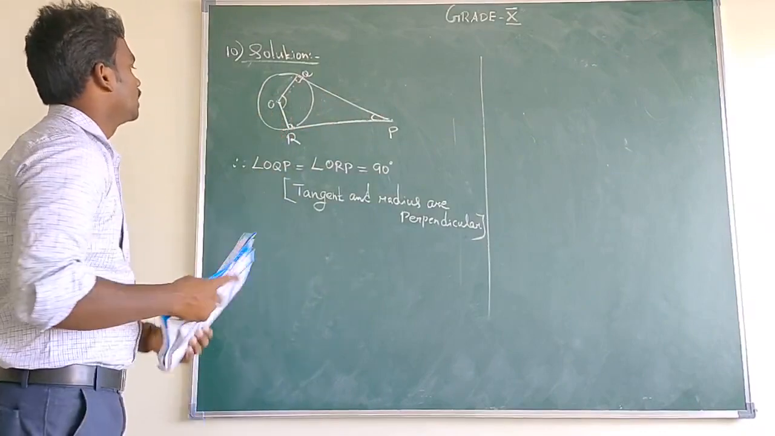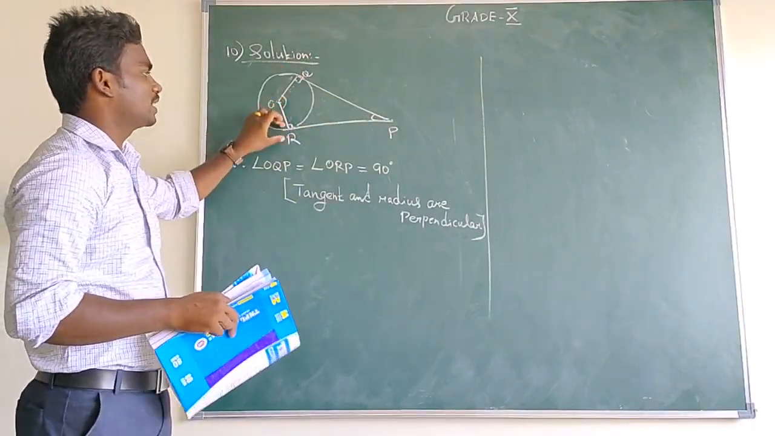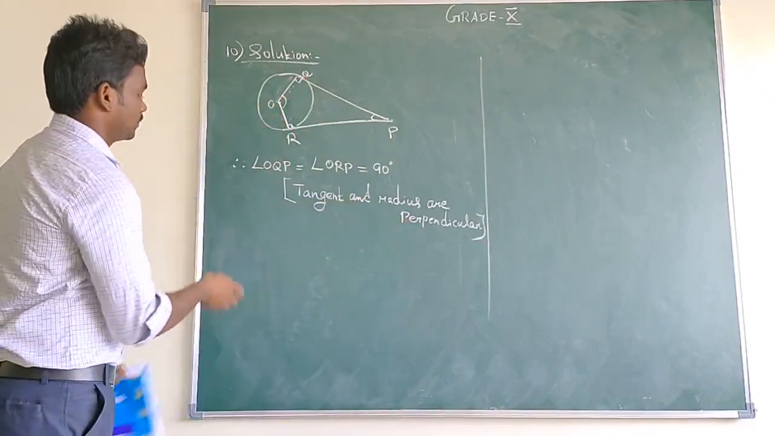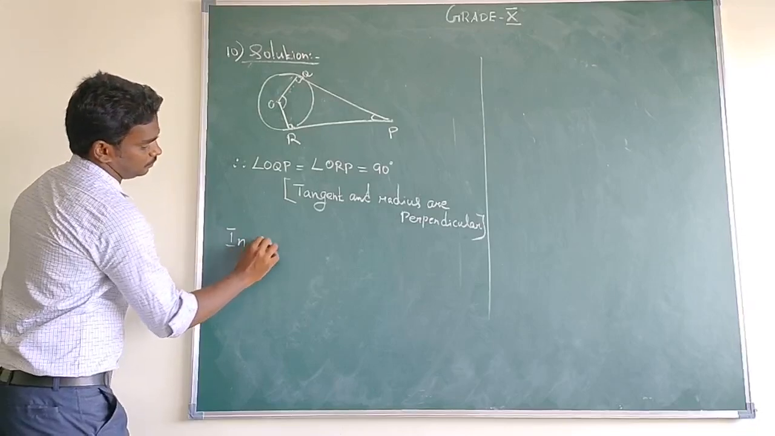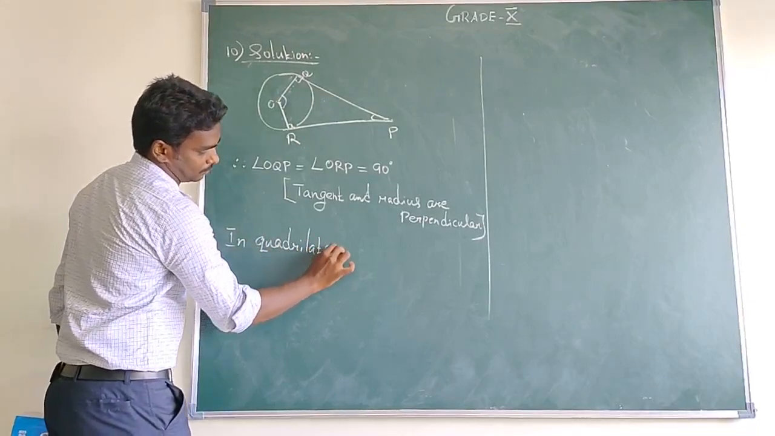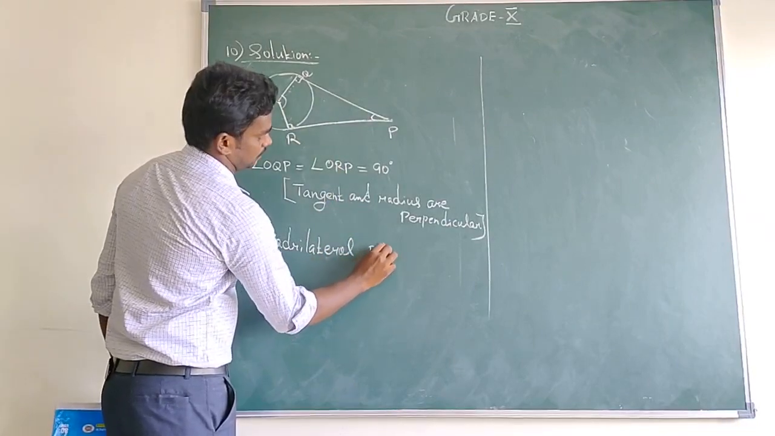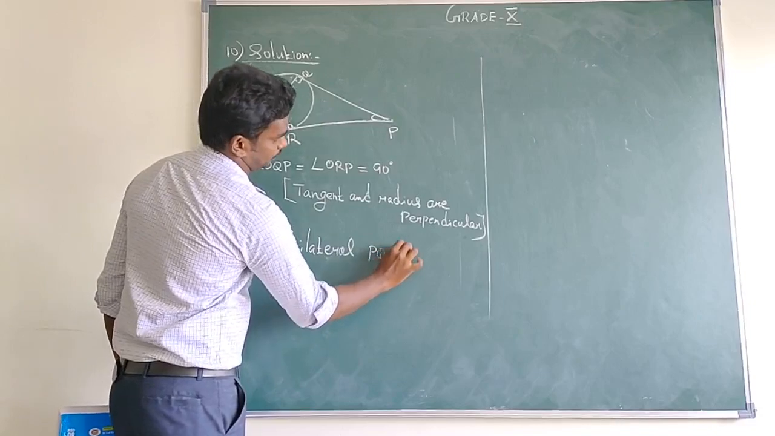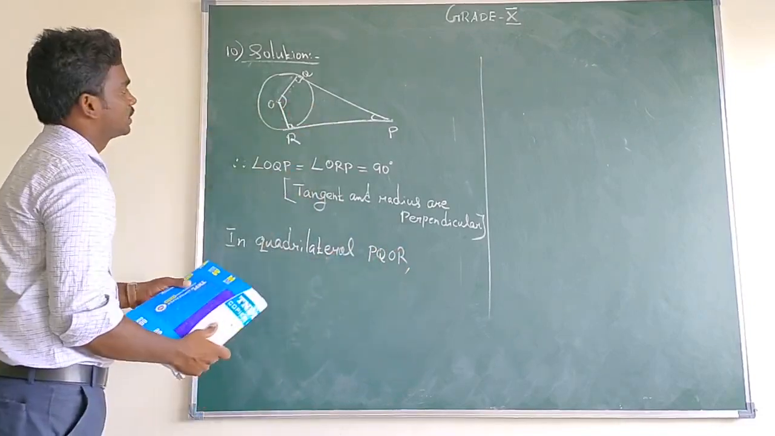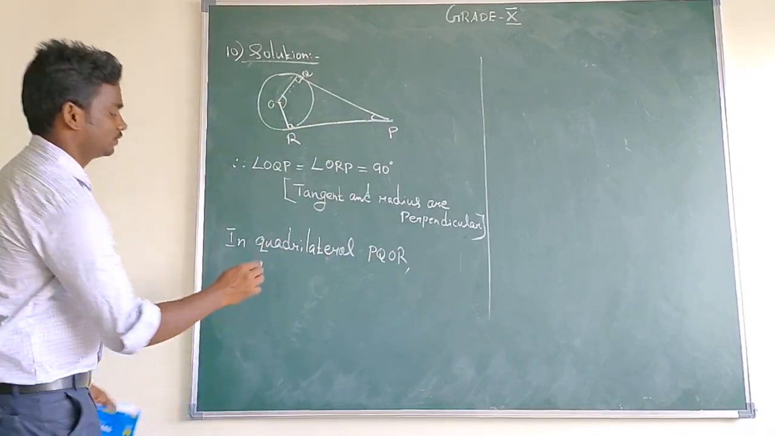So therefore, angle OQP is equal to angle ORP is equal to 90 degrees. These two angles are 90 degrees because the tangent and the radius are perpendicular. In quadrilateral PQOR, the sum of all the angles is 360 degrees, because the sum of all the angles of a quadrilateral is 360 degrees.